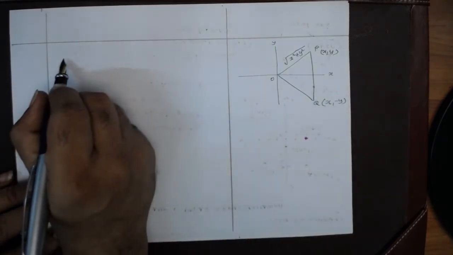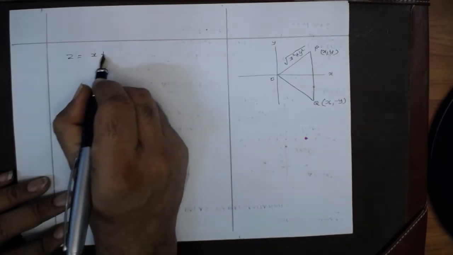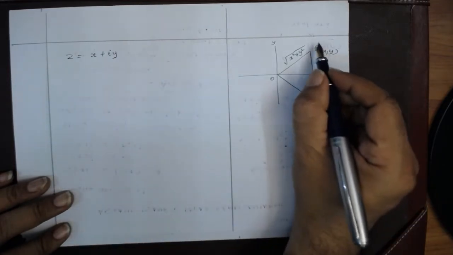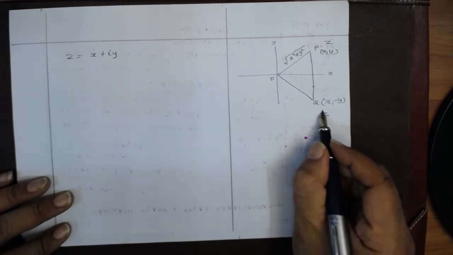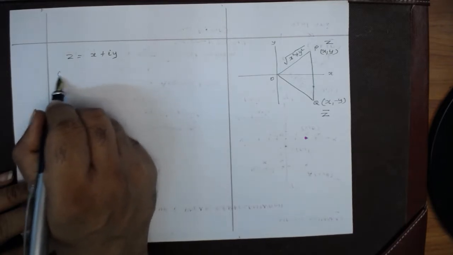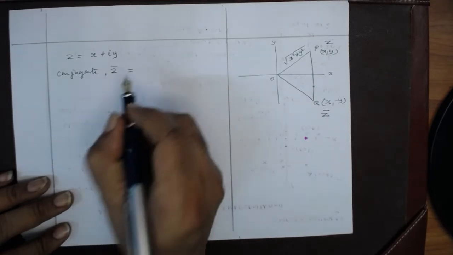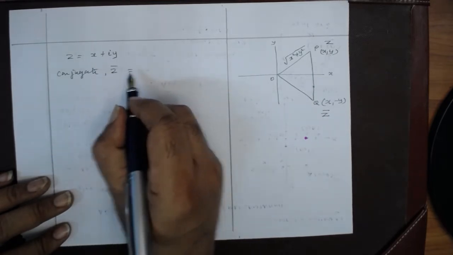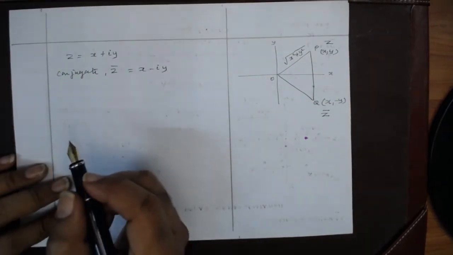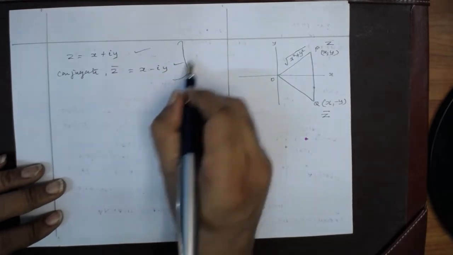So we can represent a complex number by x plus iy. And what about this? If this is z, this one is z bar, is it not? The conjugate of the complex number. So how do we represent its conjugate? Z bar, is it not? So that is nothing but x minus iy. Okay, so both of them are in the Argand plane.